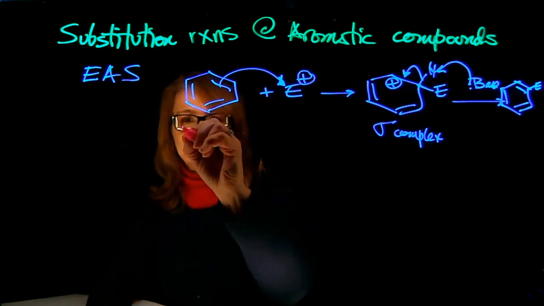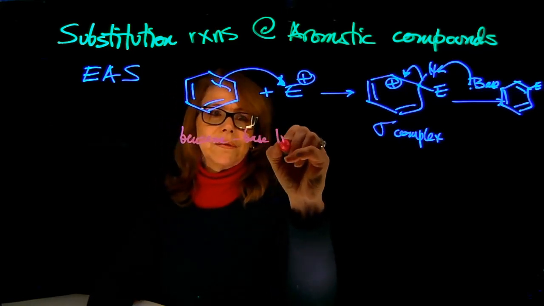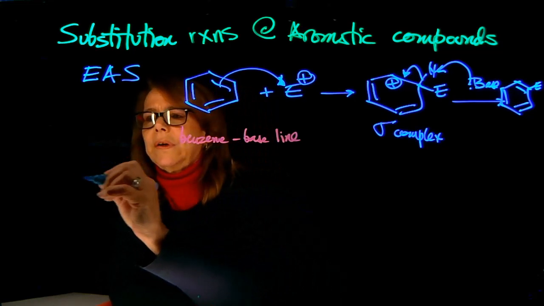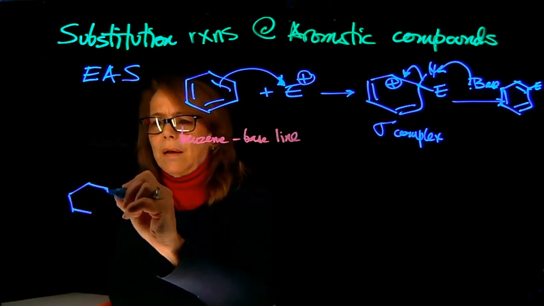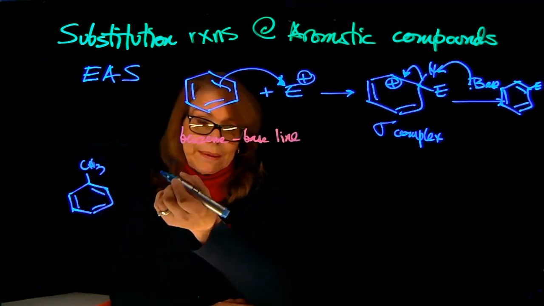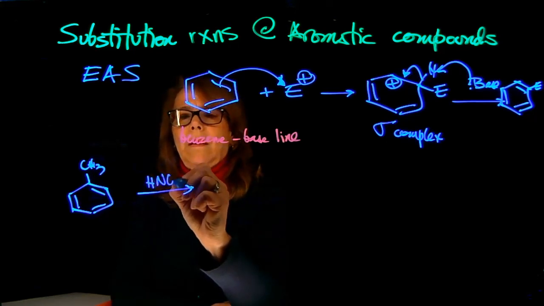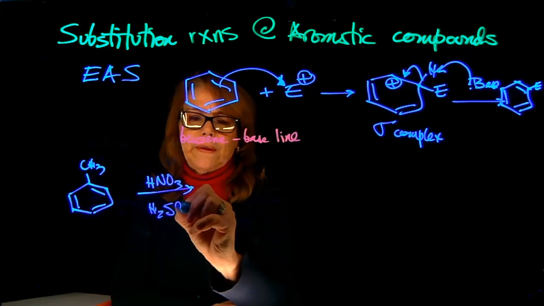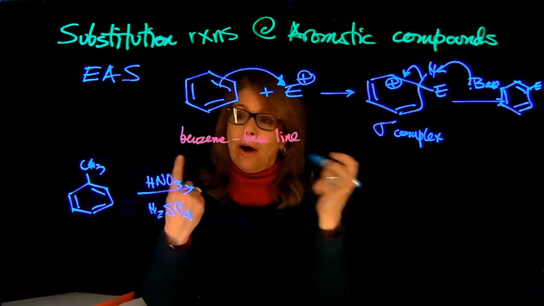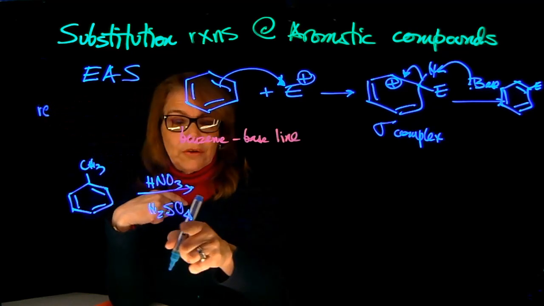So say that benzene is your baseline. Some substituents will make the reaction faster. For example, if we have toluene, and let's make that explicit, toluene is methyl benzene. Say that you're doing a nitration, HNO3, H2SO4, that's the condition. So we have two things. One is reactivity, so how fast this reacts with respect to benzene, and where is the nitro group going to be?